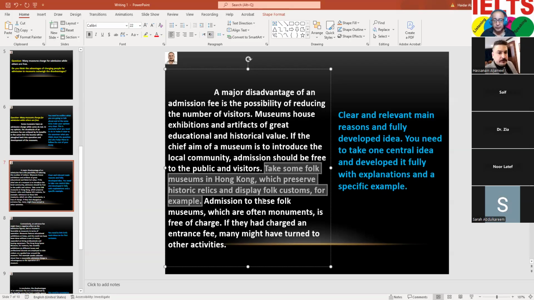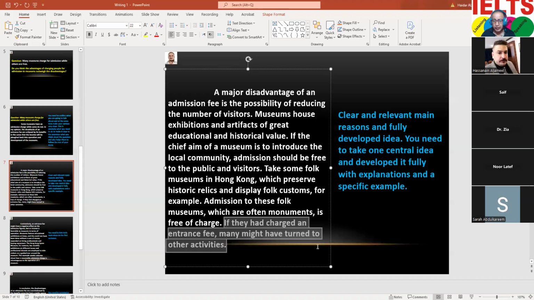Admission to these folk museums, which are often monuments, is free of charge. If they had charged an entrance fee, many might have turned to other activities. Is it clear for everybody now? Everyone, is it clear?